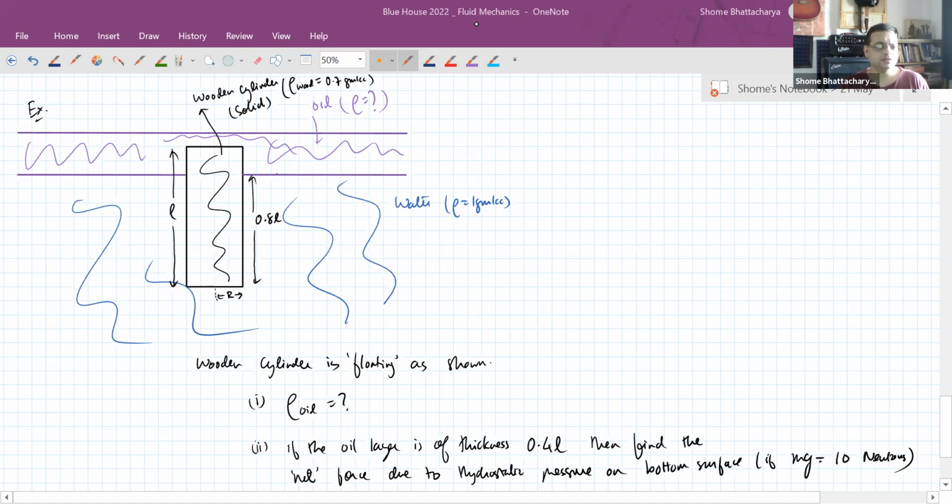Aditya, for the first question, you will not require mg's value. You will just get the density of oil as some fraction of the density of water or density of wood. You will get the relationship like that. So that is why mg was given in the end actually. You understand, no? Whatever the size, as long as the proportions are the same, the relationship will remain the same between these quantities.